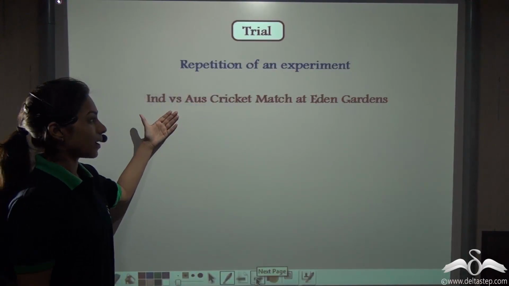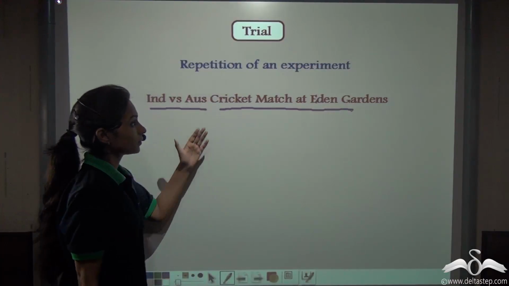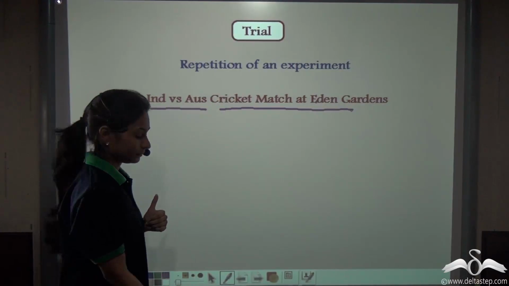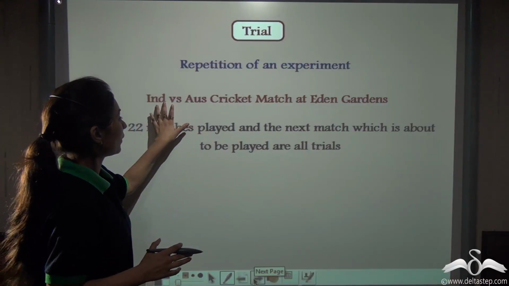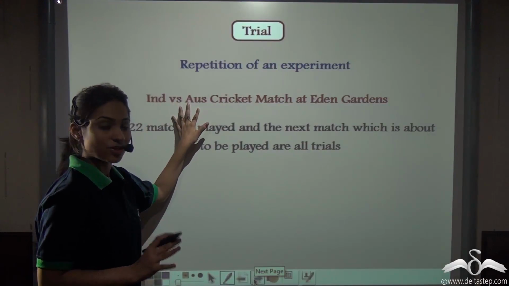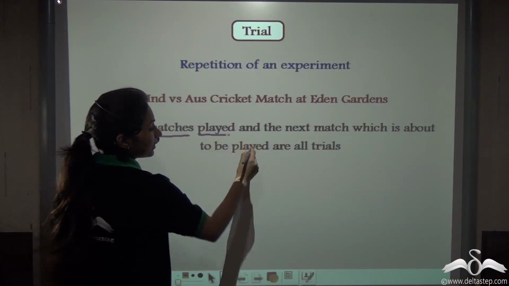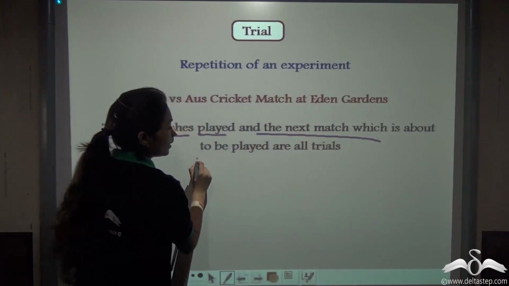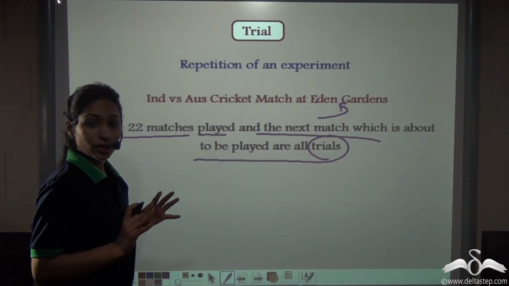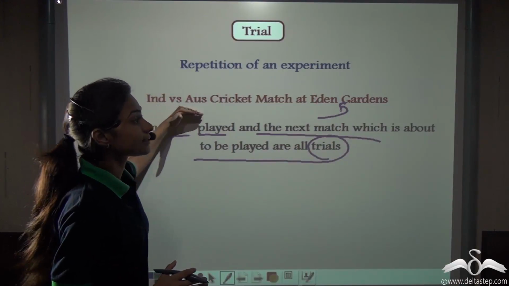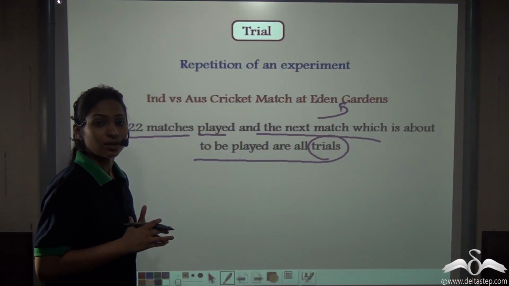Again, let's see it with that experiment we were doing in the beginning. India versus Australia cricket match at Eden Gardens. Now, how will it become a trial? Now, suppose there were 22 matches played between India and Australia. Okay, cricket matches at Eden Gardens only. So, the 22 matches played and the next match which is about to be played are all trials of this experiment. Now you need to notice that the trial should be exactly the same as the experiment. No change in the experiment will be accepted as a trial.